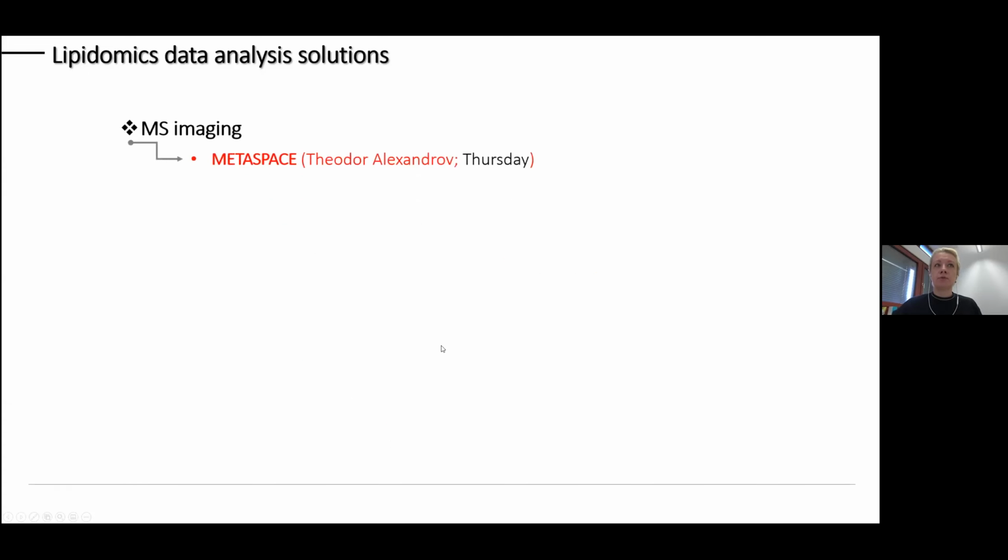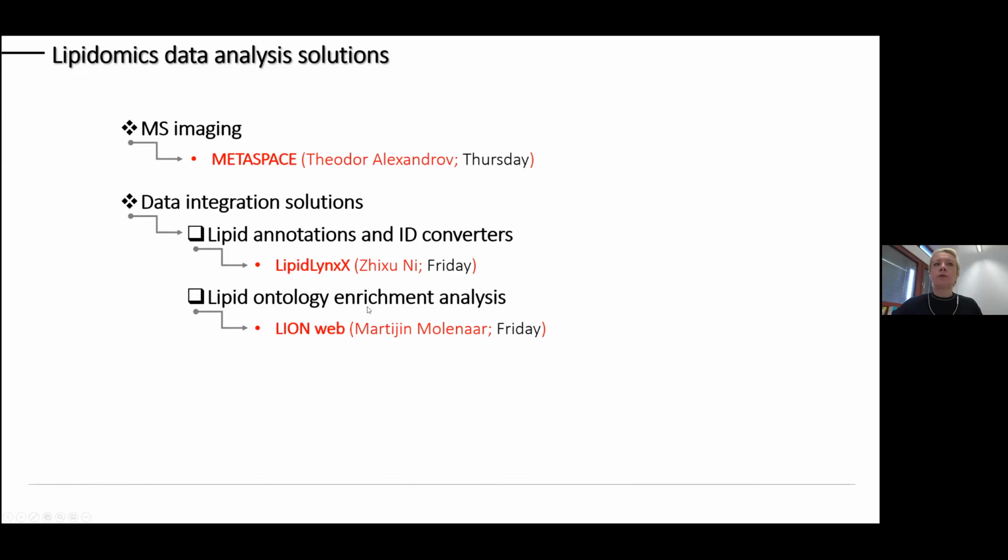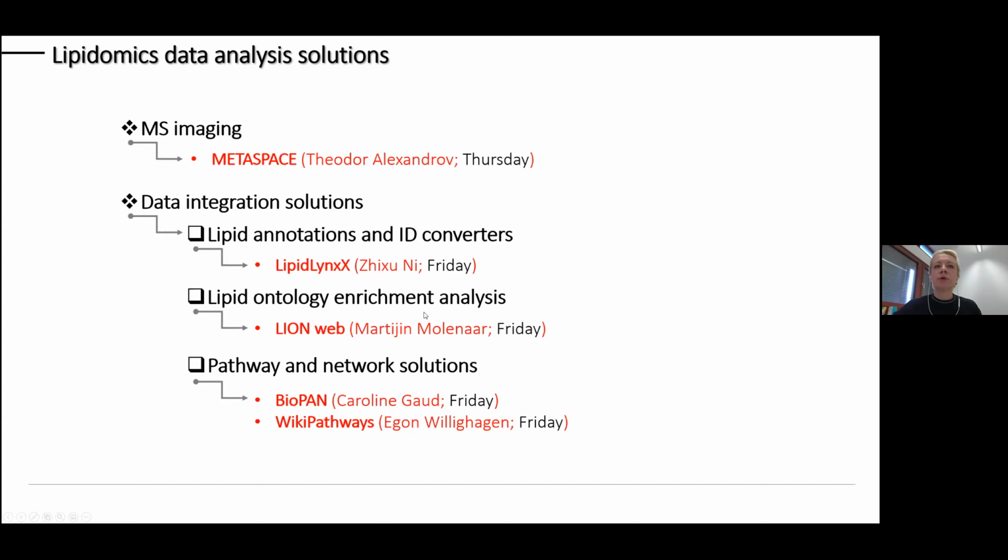And finally, afterwards, we will have some more specific applications, like, for instance, mass spectrometry imaging and data integration solutions, for instance, conversion of different annotations, actually grouping your lipids and enriching them by lipid ontology, which is a very important task to make sense of your mass spectrometry derived lipidomics data. And finally, we also have several tools to showcase to you on the pathway and network analysis solutions, such as BioPAN, which will be introduced by Caroline, but also several tools which are available via the WikiPathways platform.